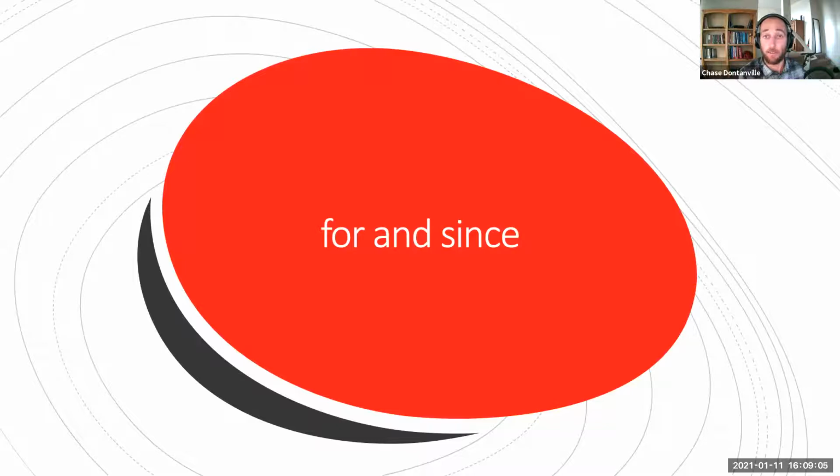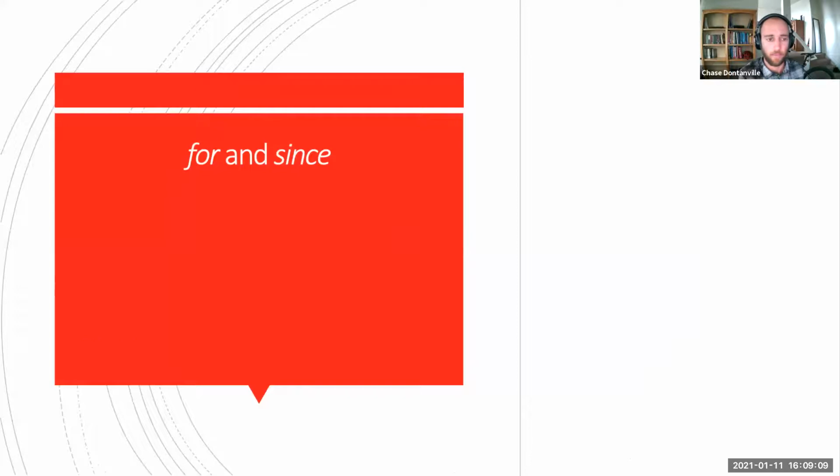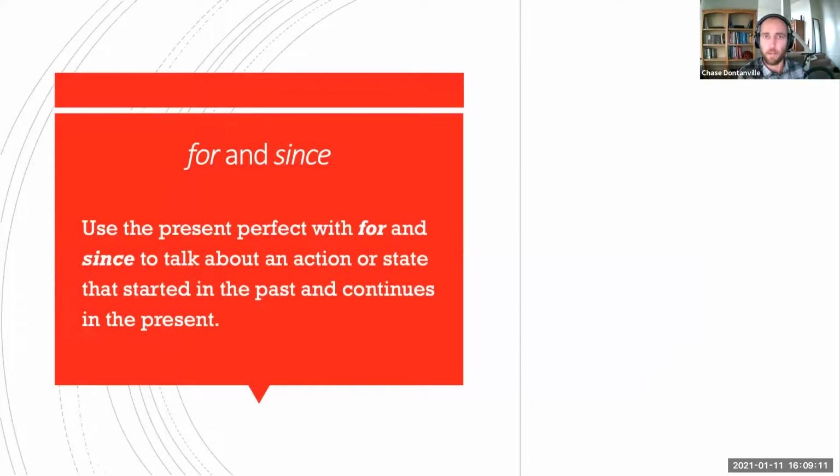Let's begin with for and since. Use the present perfect with for and since to talk about an action or state that started in the past and continues in the present. In other words, when you're talking about something that started in the past but isn't finished yet or isn't complete, we use the present perfect with either for or since.